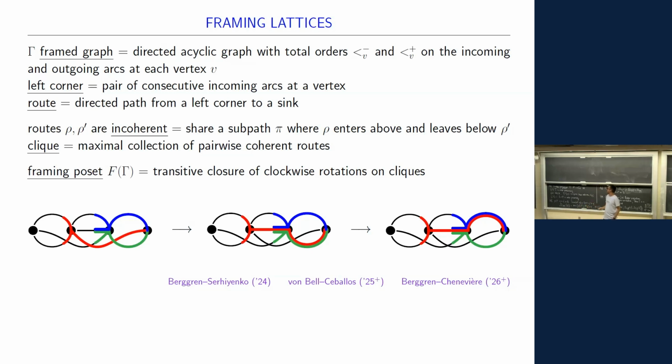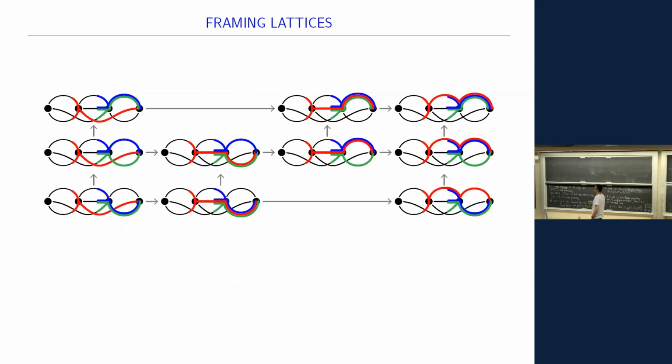So this poset has been studied in particular by Barnard and Chapoton. It was proved to be a lattice recently by Von Bell and Ceballos. And here I use a presentation due to Barnard and Chapoton. Usually you don't do cliques starting from left corners, you do cliques starting from sources. Okay, it's slightly different and very important for us that they came up with this presentation. So this is the framing lattice for the graph I started from. Nice lattice.